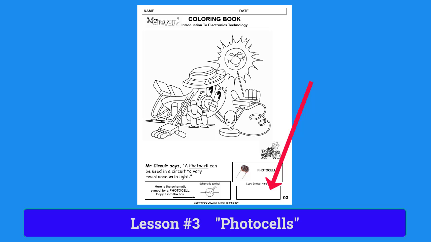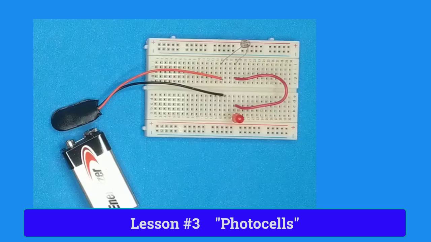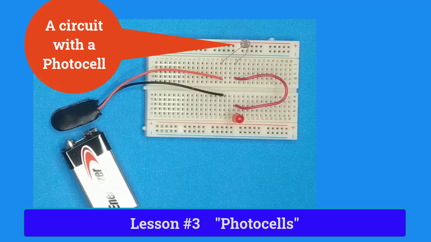Here are some important things that you have been taught in this lesson. 1. What a photocell does in a circuit. 2. What the schematic symbol is for a photocell. And 3. How to spell and pronounce the word photocell. If you continue studying electronics, you will actually build circuits with photocells.